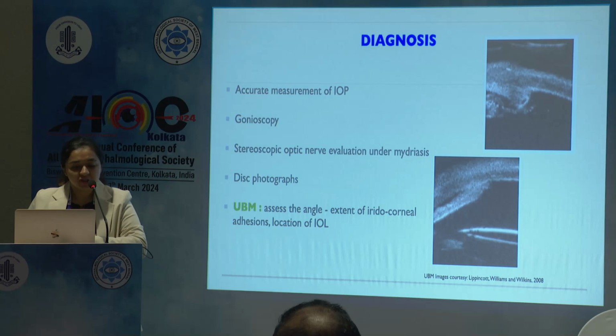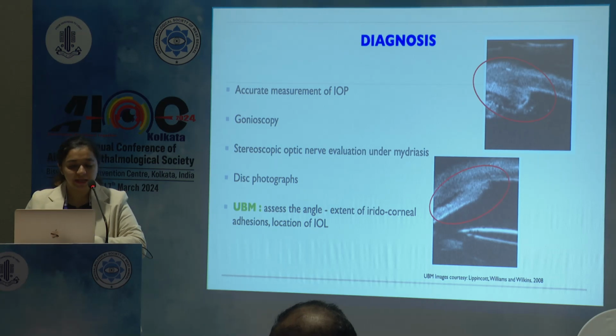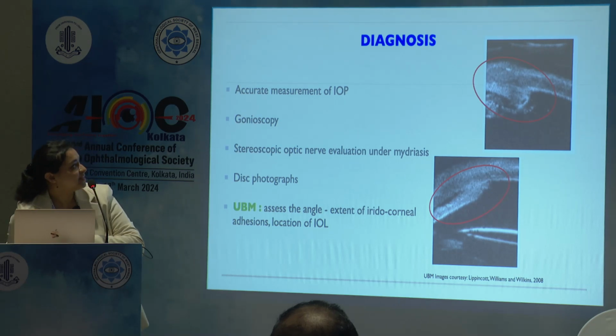For diagnosis of such cases, other than getting IOP readings and gonioscopy, we try to do the optic nerve evaluation after dilatation and take sequential disc photographs on follow-ups. In cases where we have a failed graft and the media is already hazy, UBM is really very helpful. It helps us to assess the angle and the extent of iridocorneal adhesions. Like we can see there is PAS in the image here.